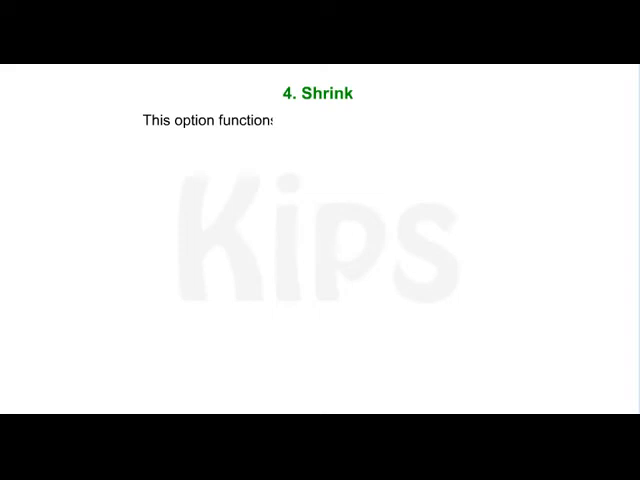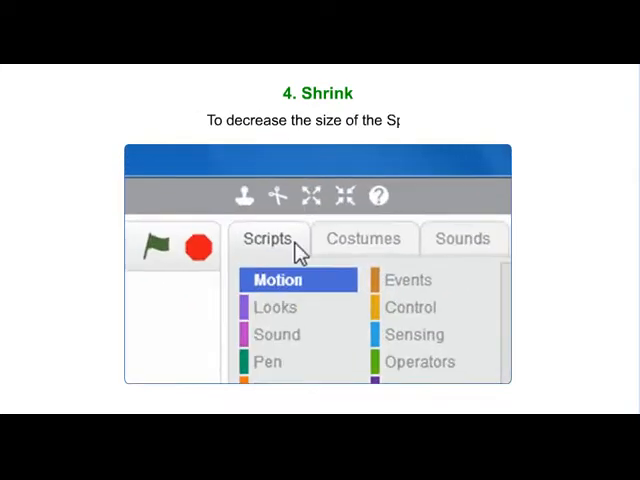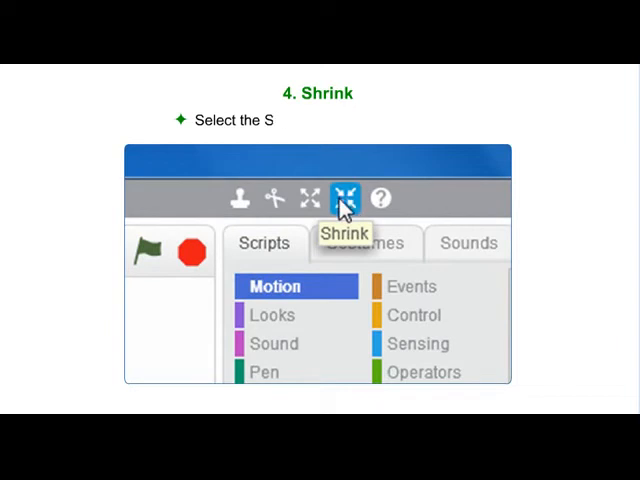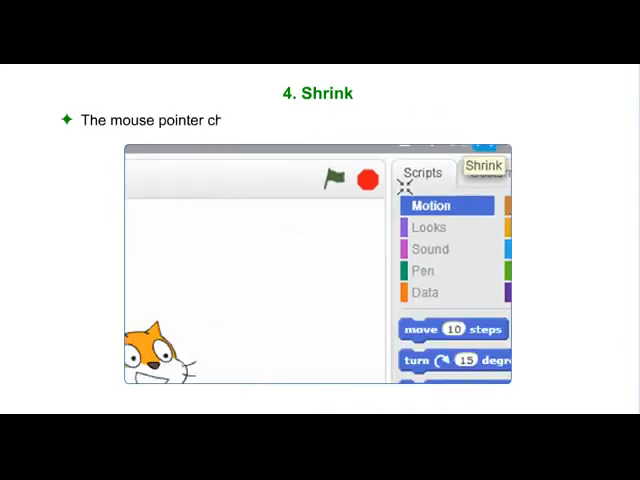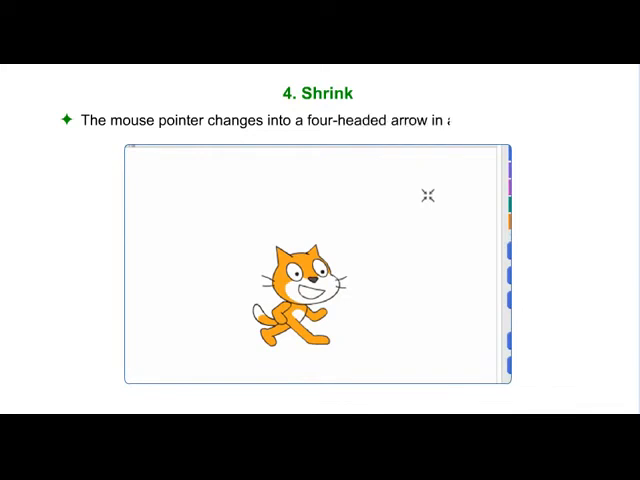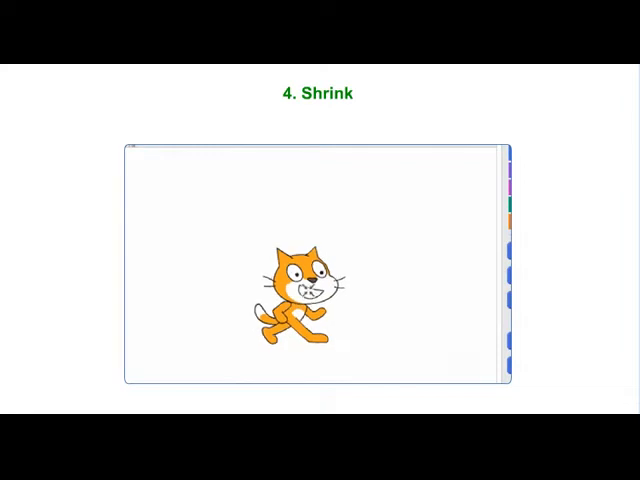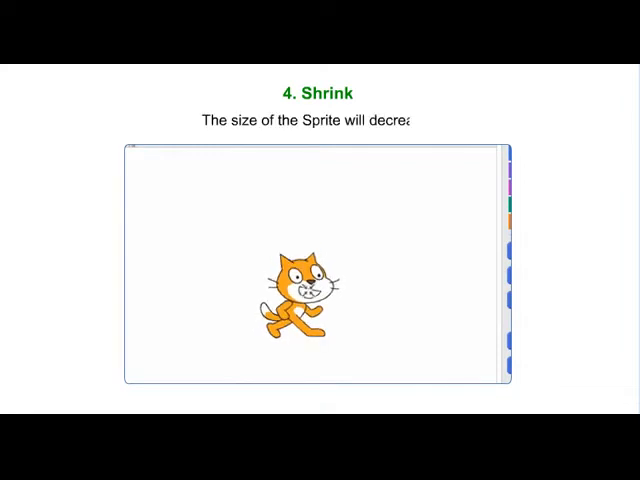Shrink. This option functions just the opposite of Grow button. It helps to decrease the size of the sprite. To decrease the size of the sprite, select the Shrink option from the toolbar. The mouse pointer changes into a 4-headed arrow in an inward direction. Move the pointer on the sprite and click on it. The size of the sprite will decrease.